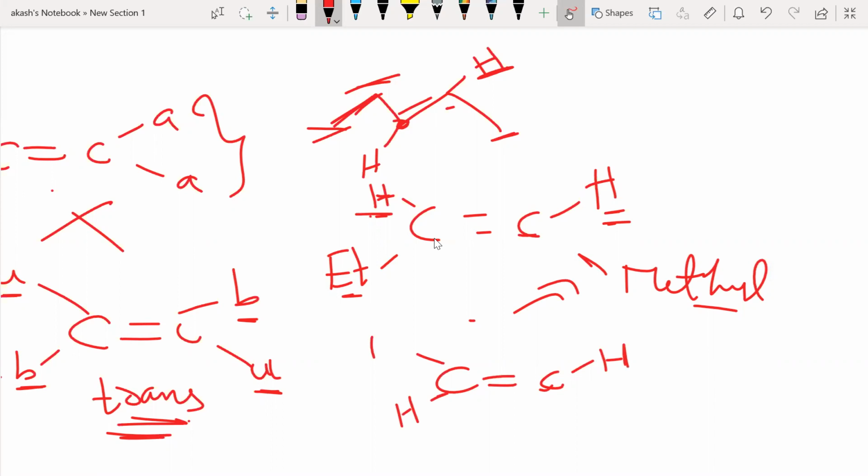And obviously you have an ethyl group and a methyl group. That's it. Now this is my trans isomer. This is my cis isomer.